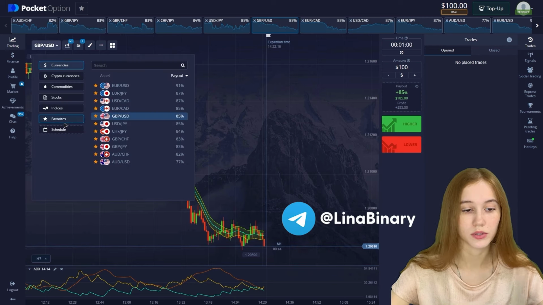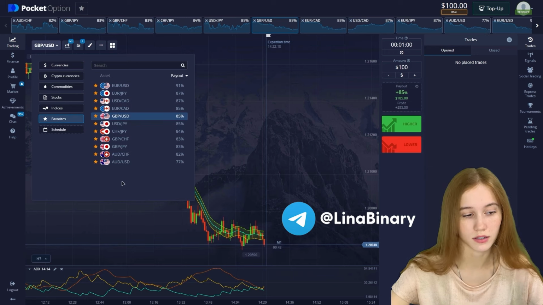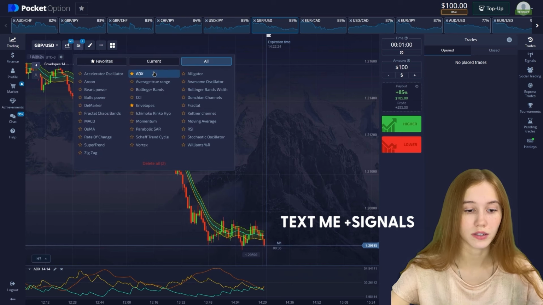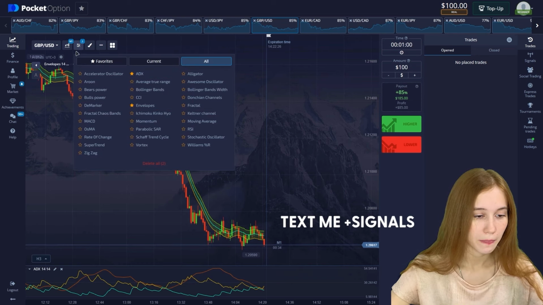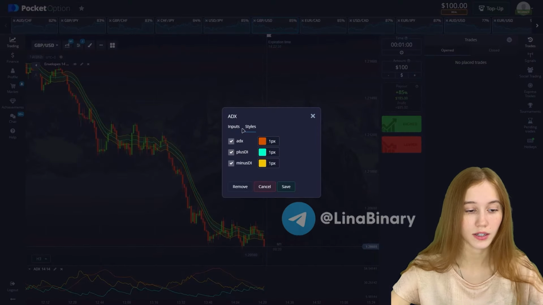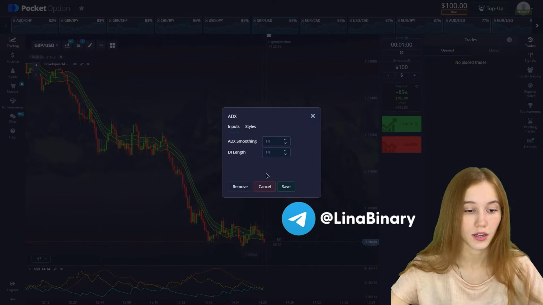We'll also use two necessary indicators today. These are ADX and levels. Let me tell you a little about these indicators. I'll start with the first one. Here are the settings for this indicator. ADX, let me tell you how it works.